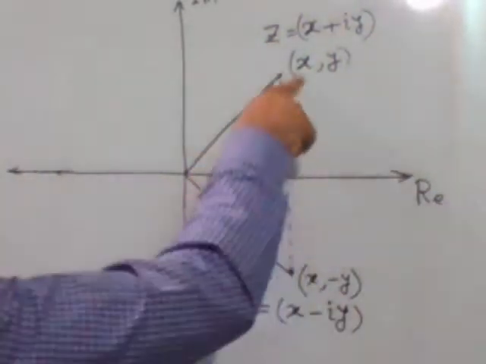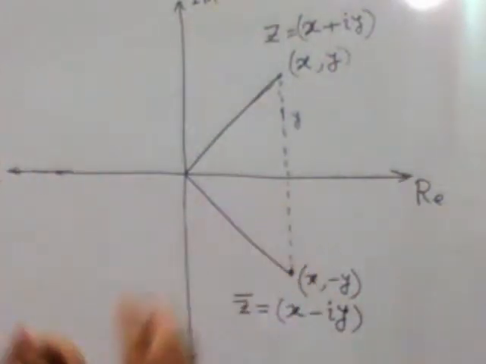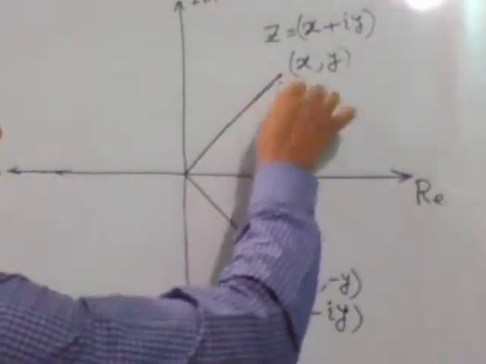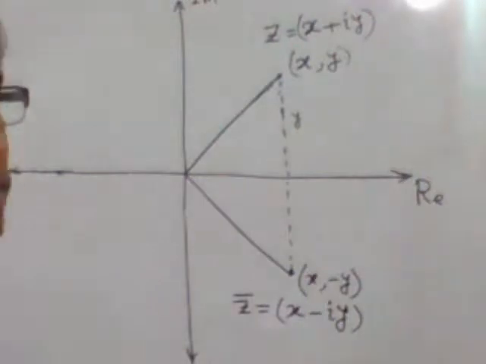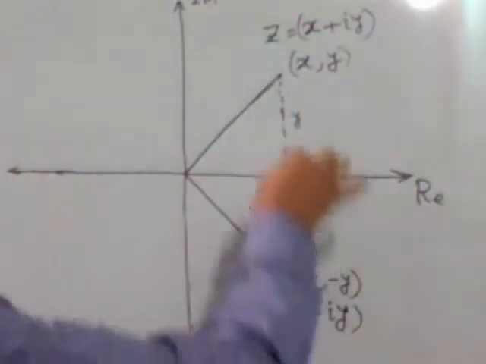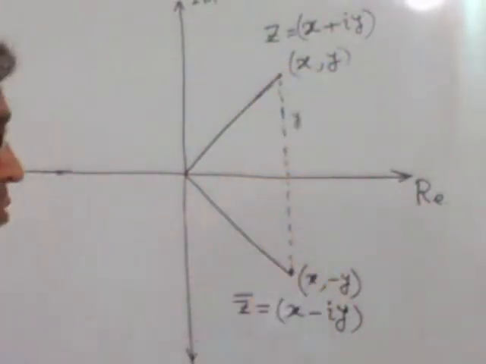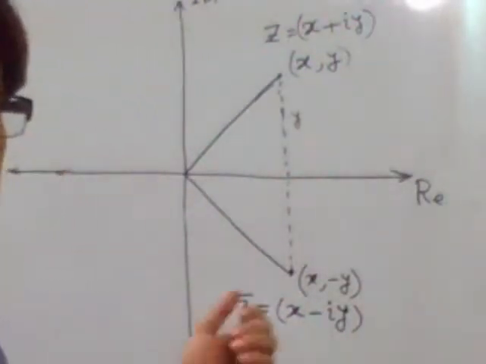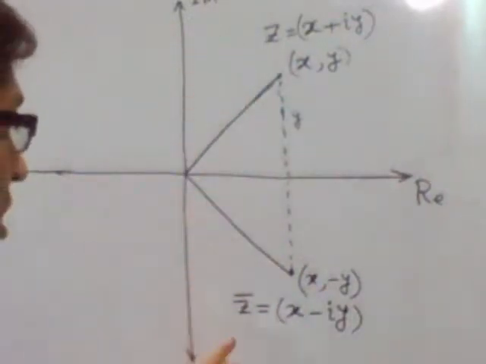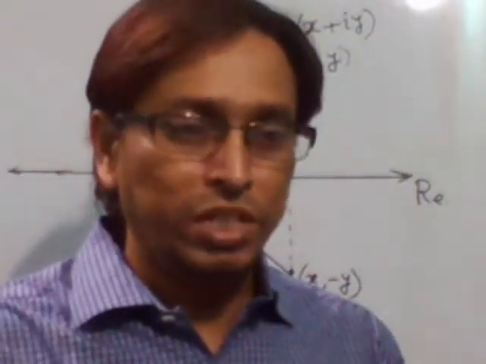Suppose there is a point x comma y in the plane. If we plot it in the Argand diagram, we take this as the real axis. This much is x, this much is y, so this point is x comma y. We represent it as z is equal to x plus iy. Its mirror image will be vertically downward, so this point will be x comma minus y. This is called the complex conjugate of a number, which is the mirror image of this number. If this is z, this is z bar, which is x minus iy. Just the sign between these two changes.